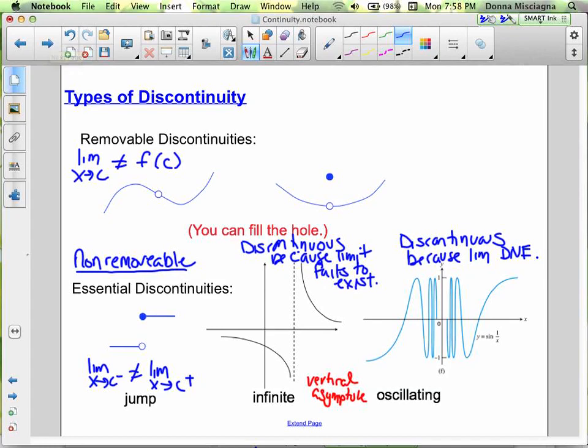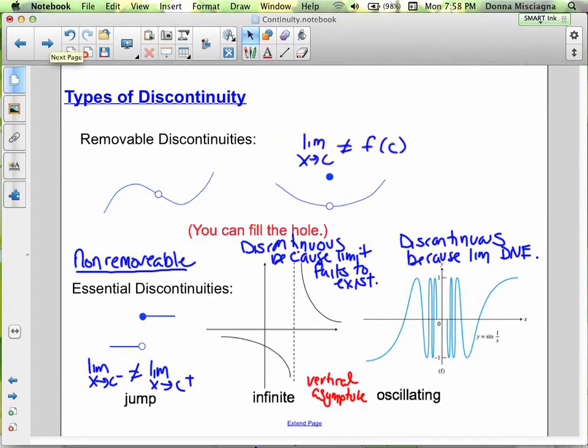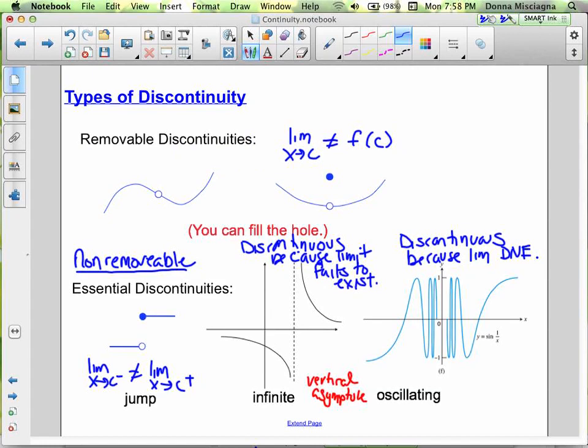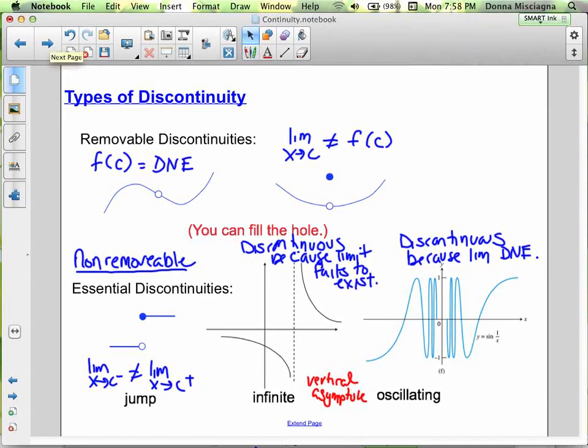And by the way, that for removable discontinuity, it applies to both graphs. Oh, actually, I'm sorry. This one applies to this graph. Do you know what reason applies to the one on the left-hand side? F of c does not exist. There's a hole. So if f of c doesn't even exist, how could it possibly equal the limit? So don't say the limit doesn't match the value of the function if the value of the function doesn't even exist. Just say the value of the function doesn't exist. So there are our types of discontinuity.